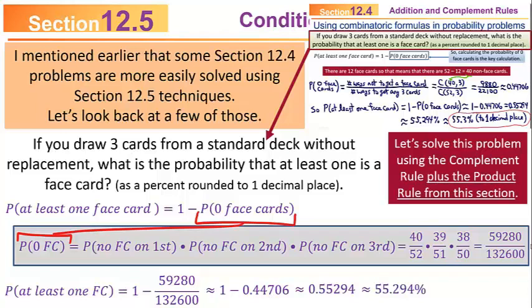Changing to a percent involves moving the decimal place 2 places to the right, so that would become 55.294%. And now we want to round it to 1 decimal place, so the 0.2 becomes 0.3. And if you'll look up into the upper right-hand corner, you'll see it's exactly the answer we got before, and I would contend that this solution is much easier.